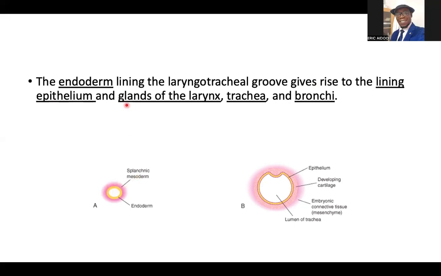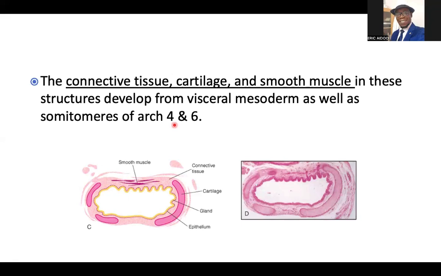And then you have the glands of the larynx, trachea, and bronchi, also coming from the endoderm. Okay, so you see some glands in the respiratory tract. The connective tissue, cartilage, and smooth muscles are derived from the visceral mesoderm, as well as some contribution of somitomeres from pharyngeal arches 4 and 6.